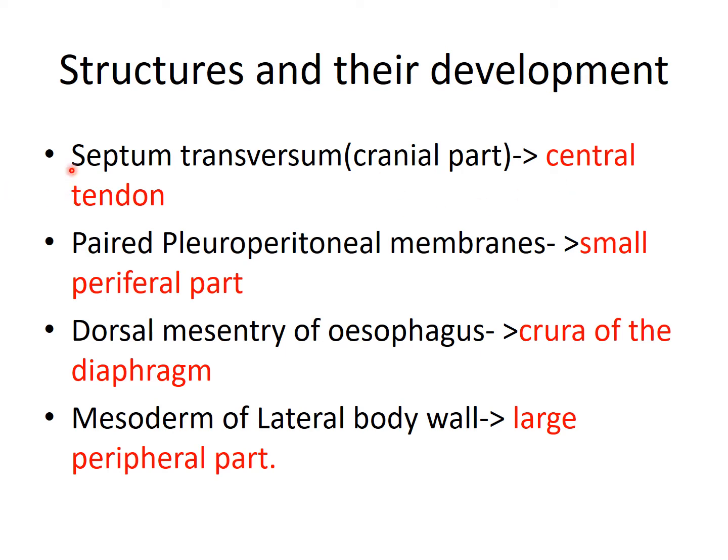The septum transversum cranial part forms the central tendon of the diaphragm. The paired pleuroperitoneal membranes form the small peripheral part of the diaphragm. The dorsal mesentery of the esophagus forms the right and left crests of the diaphragm, together called the crura of the diaphragm. The mesoderm of the lateral body wall contributes to the formation of the large peripheral part of the diaphragm.